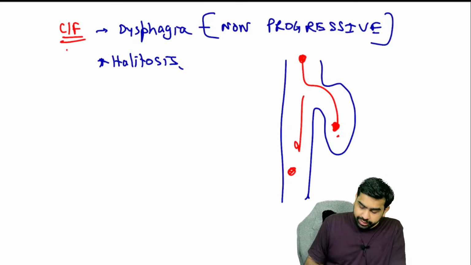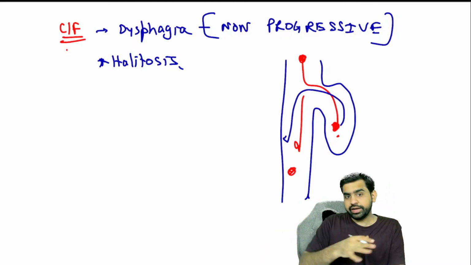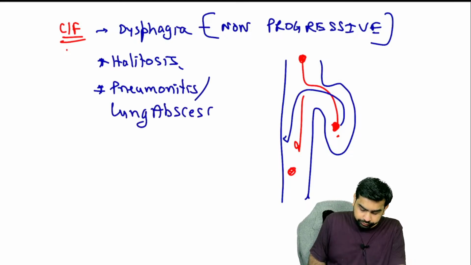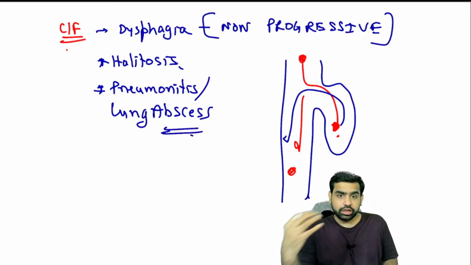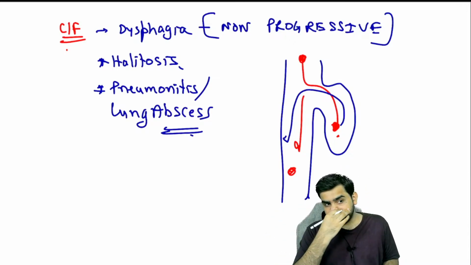At the same time, this partially digested food can sometimes get aspirated into the lungs, and the patients may develop pneumonitis or lung abscess because of the aspiration of these food particles into the lungs. So patients may develop pneumonia, pneumonitis, all those things.